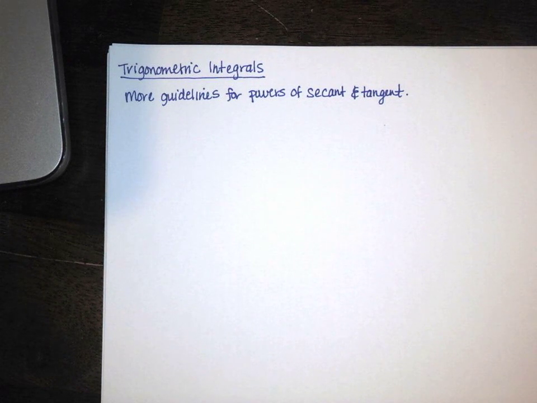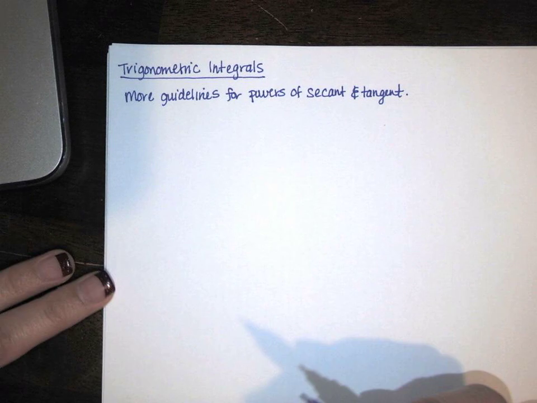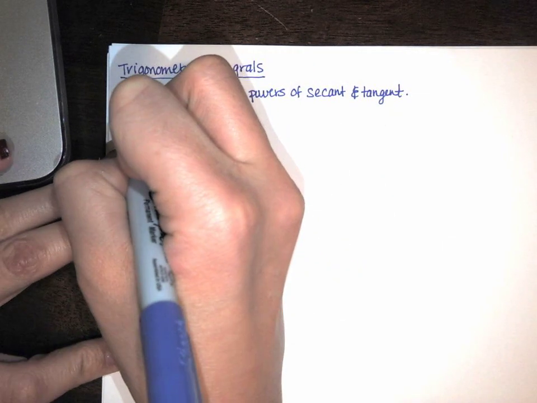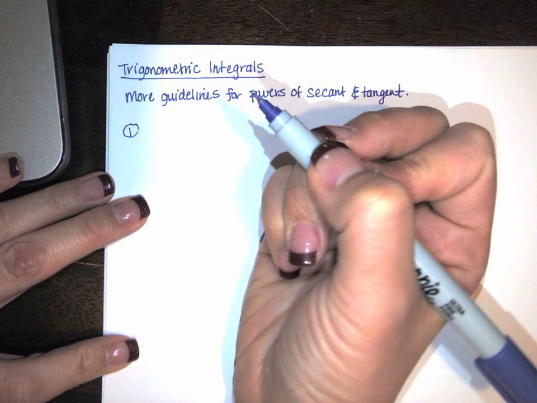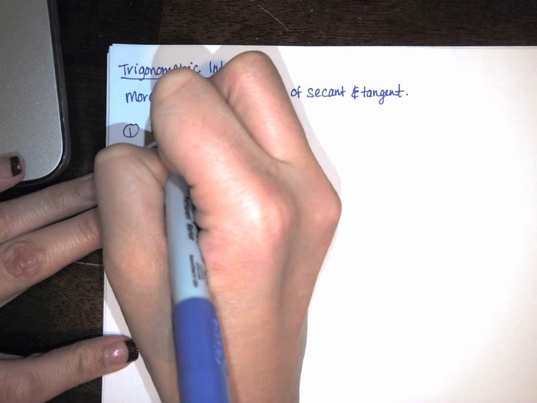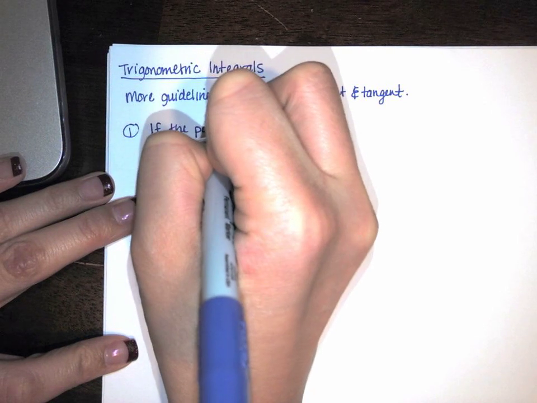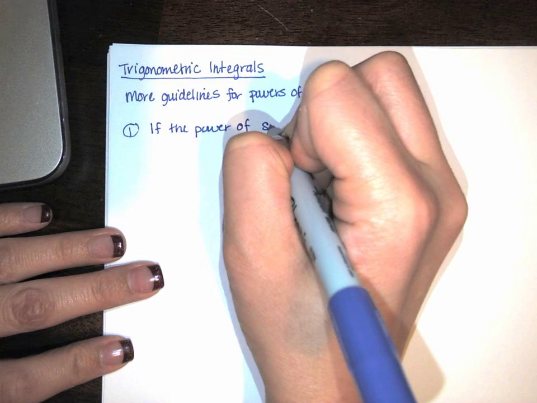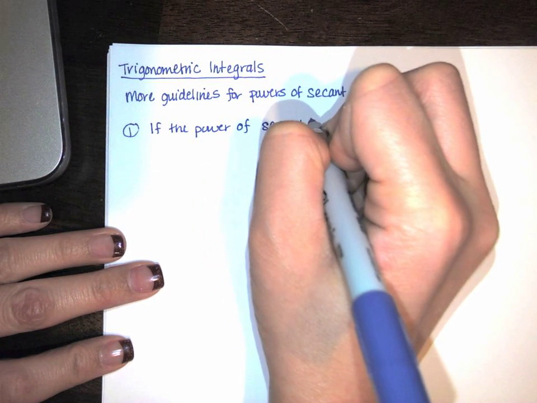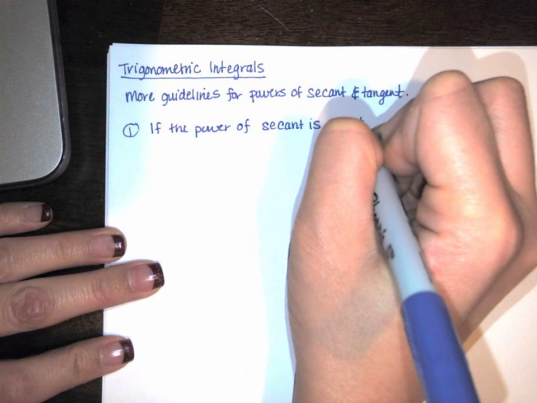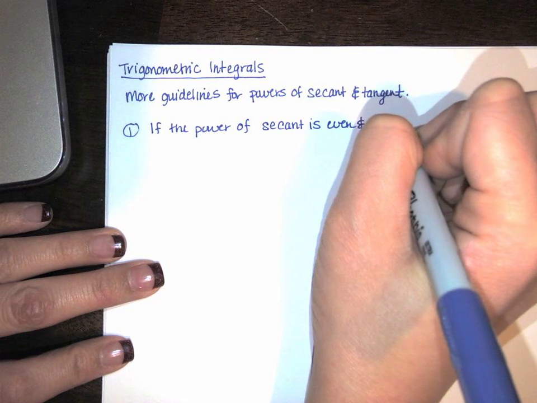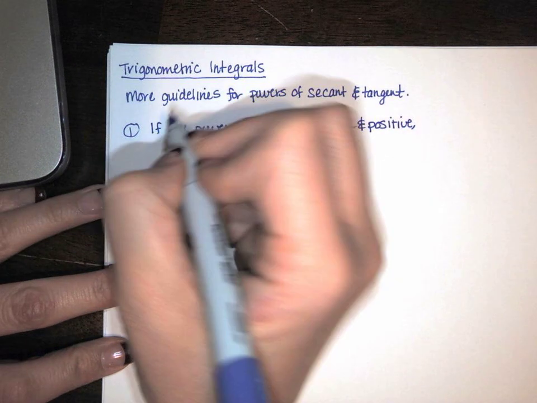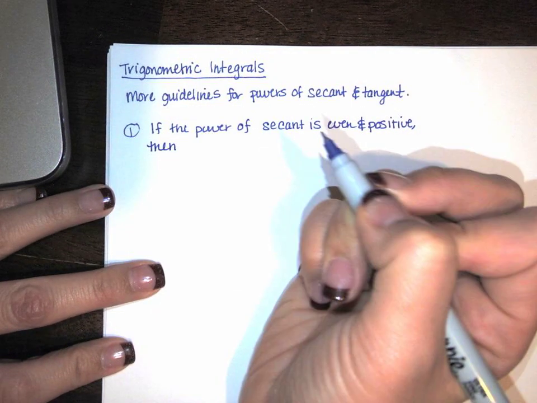This video is about more guidelines for powers of secant and tangent. In the last video we talked about these two guidelines. The first was: if the power of a secant is even and positive, then we save a secant squared for du.